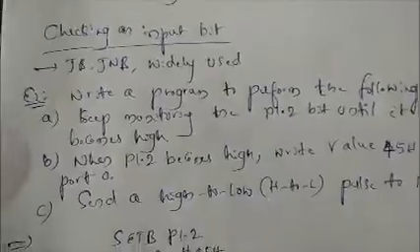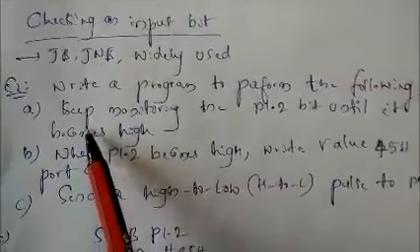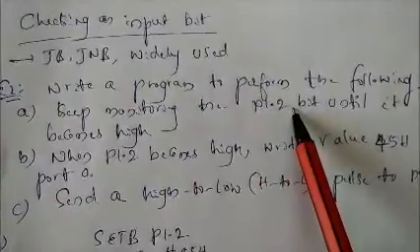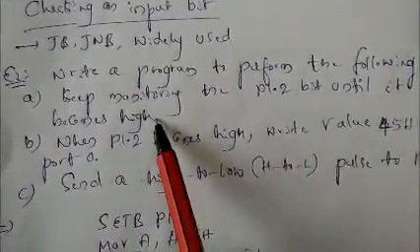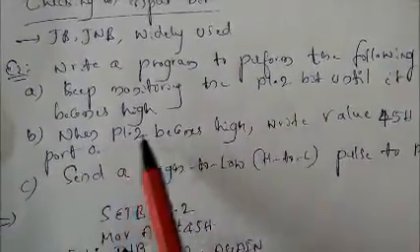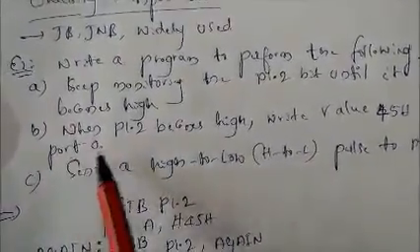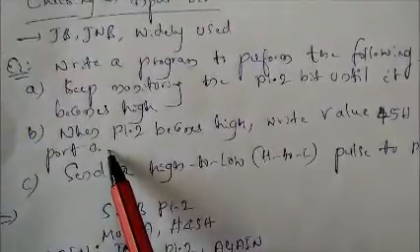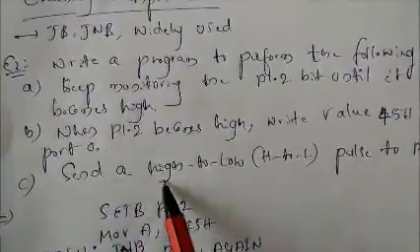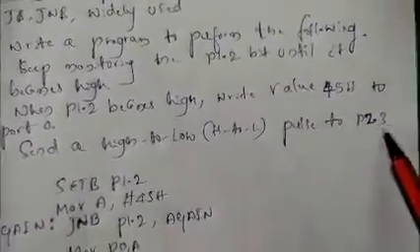Let us check with an example. Write a program to perform the following. Keep monitoring the P1.2 bit continuously until it becomes high. Once it becomes logically 1, write the value 45H to port 0. Second, send a high to low pulse, H to L, H means high and L means low, on P2.3.